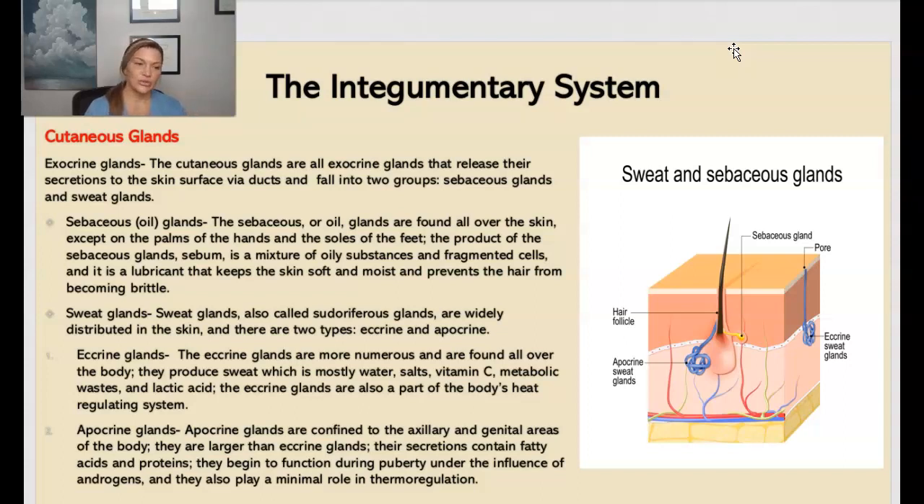And the last of the two sweat glands, we have the apocrine glands. These glands are confined to the axillary and the genital areas of the body, and they are a little bit larger than the eccrine glands. Their secretions contain fatty acids and proteins, and they begin to function during puberty under the influence of androgens.